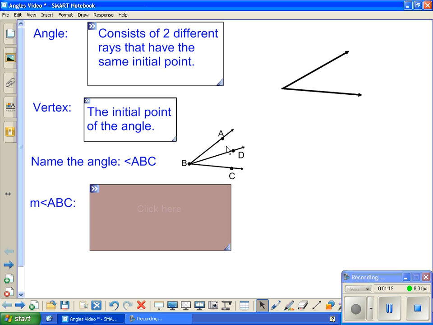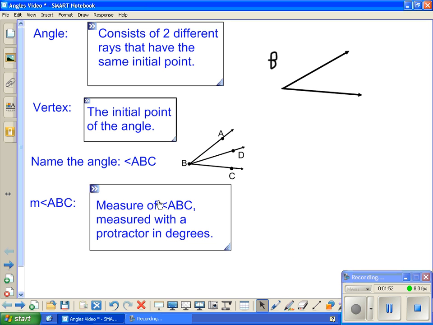Notice I also have angle ABD and angle DBC. So the vertex always has to go in the middle when you're naming an angle. This angle up here, if I were to put a B there, I can call this angle B because there's only one angle here. Here I cannot call it angle B because I have three and I don't know which one I'm talking about.